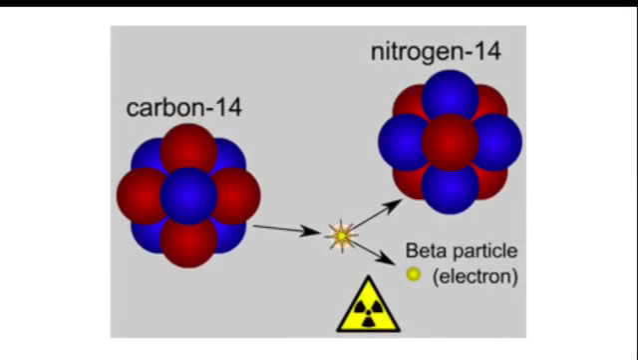I'm going to come back to carbon-14 again. It's a useful radioisotope. It has a half-life of 5,730 years, and it can be used to help us work out how old things are by radioactive dating. Carbon-14 decays into a stable form of nitrogen, and as it does so, it releases a beta minus particle.